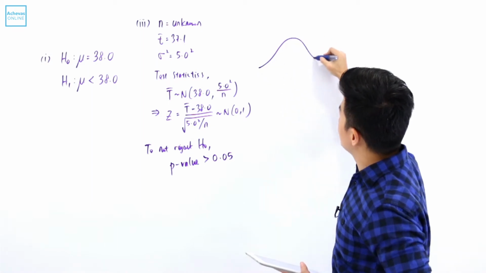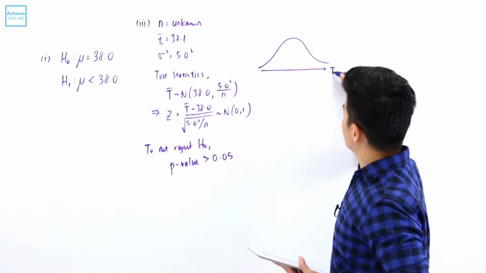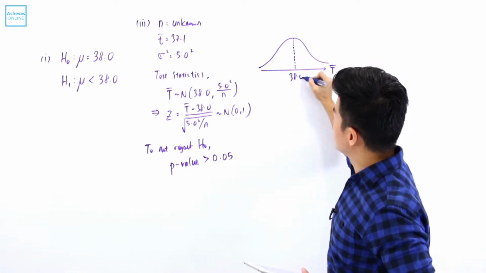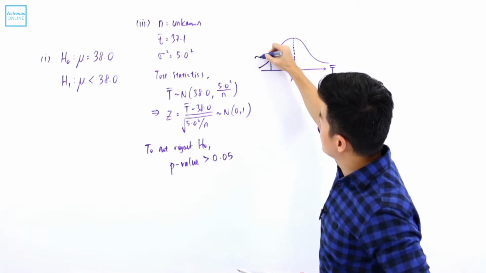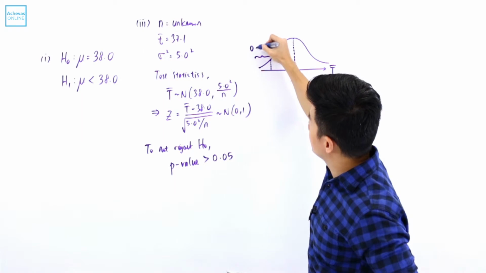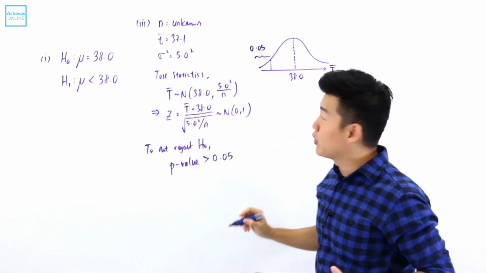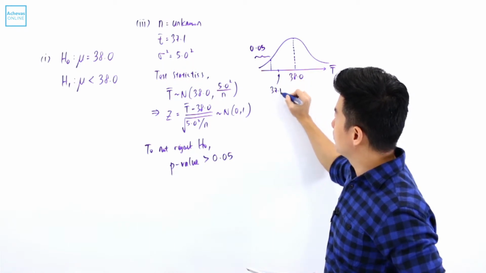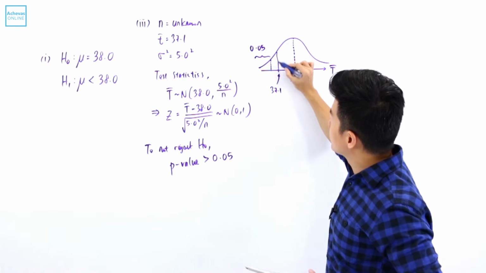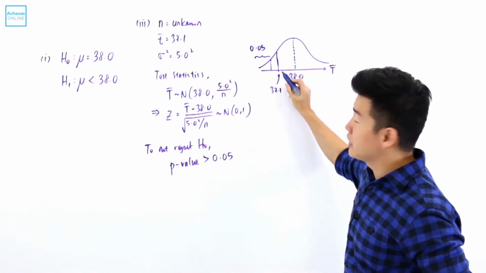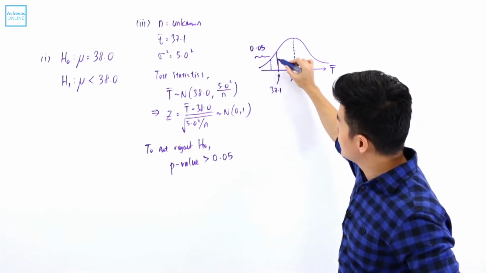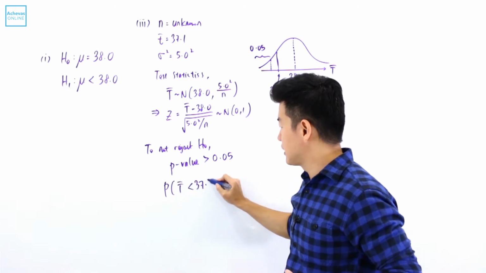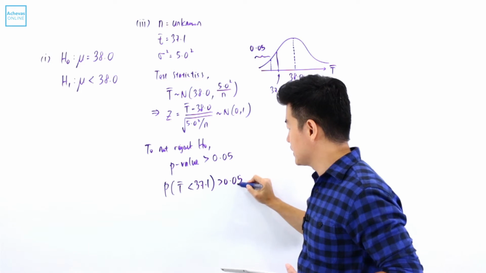If I were to visualize the scenario on the bell curve, so the distribution of t bar with the center here as 38.0. It is a left tail test, so the critical region of 0.05 is going to be here, and 37.1 cannot be lying within the critical region, so t bar of 37.1 is going to be here, and the region that is going to be on the left hand side of 37.1 is going to represent our p-value. So this region here is going to be the probability that t bar is less than 37.1. This is bigger than 0.05.